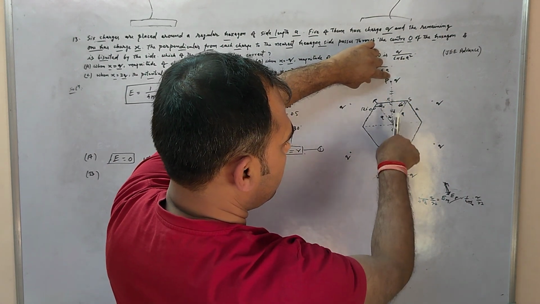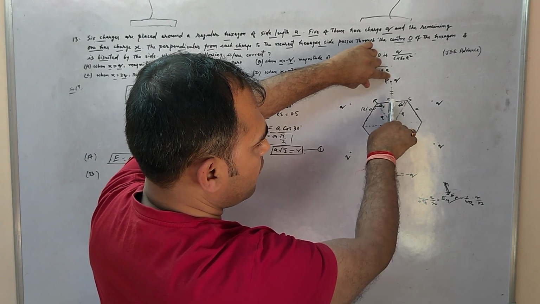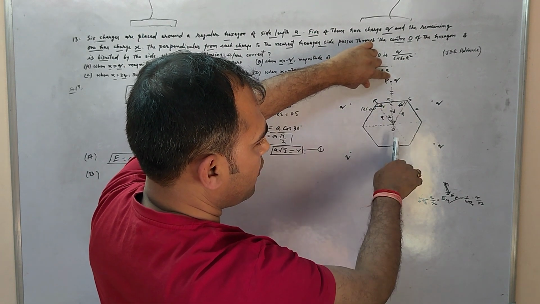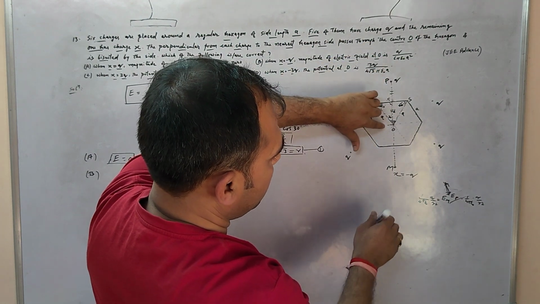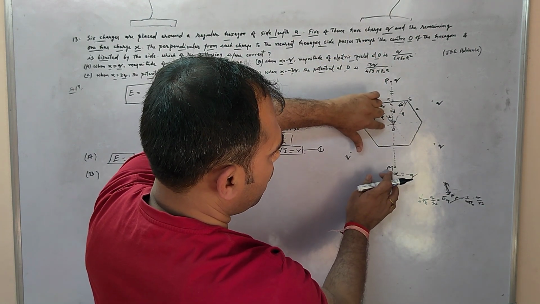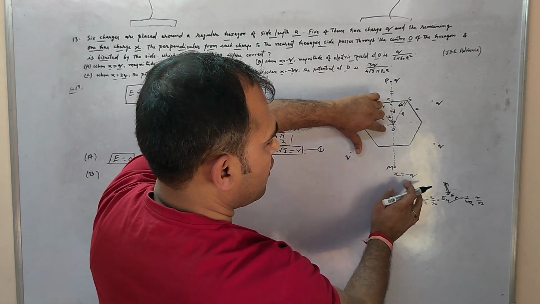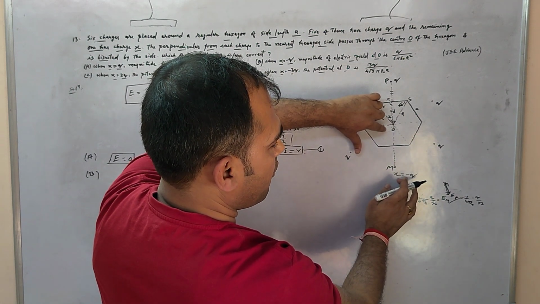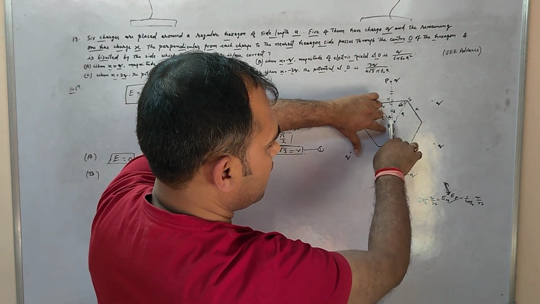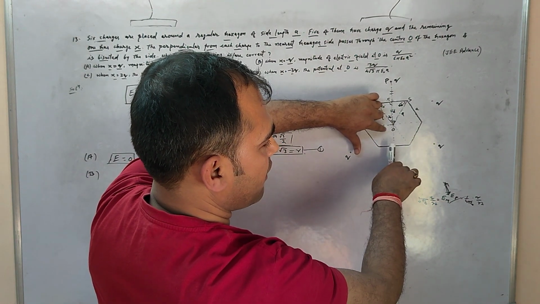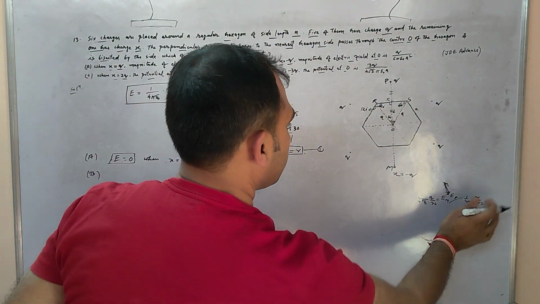This is acting. Electric field due to point charge at P will be vertically downward. Similarly, electric field due to point charge at M, due to its minus sign, this will be negative. So this will act in the same direction. So this will add to this.